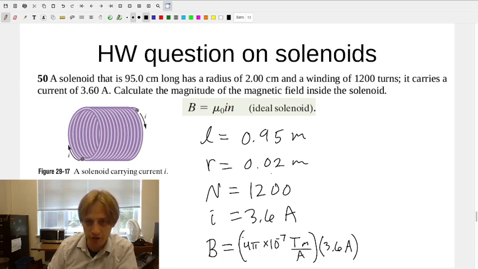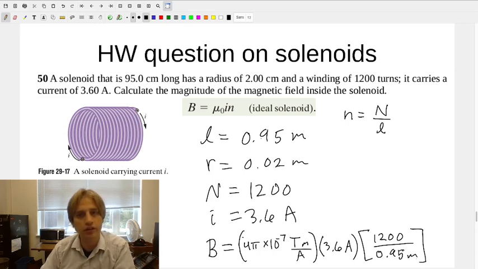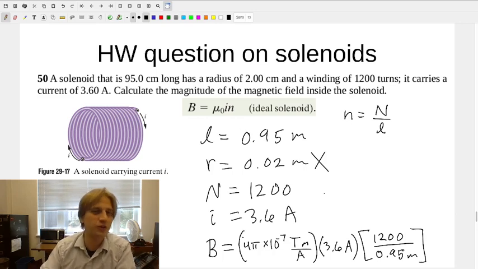Now, if you are not keeping in mind what this means, you will be very tempted to just put in 1200 here. But remember, little n is actually code for number of loops per unit length. So this would actually be 1200 over 0.95 meters. Okay, so I'll let you calculate that out, but notice that you do not need R. R is a distractor in this problem. It's trying to confuse you.